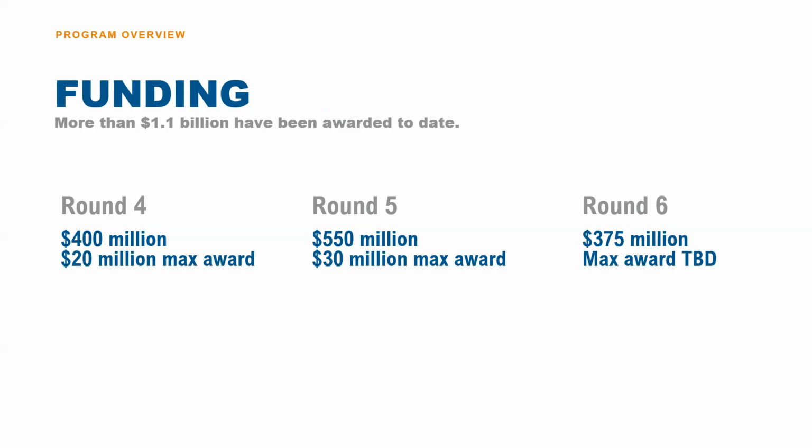We are not sure right now what the max award will be in round six. You'll see here that the NOFA amount in round five was $550 million. Right now, the round six NOFA has at least $375 million available, but you'll note that there is one more auction to go before the final NOFA amount is determined, so stay tuned.